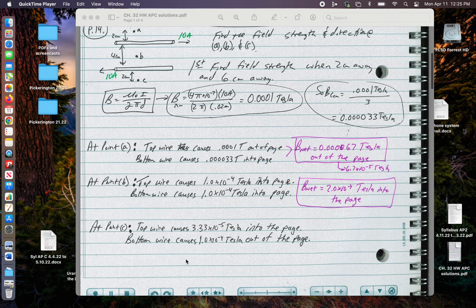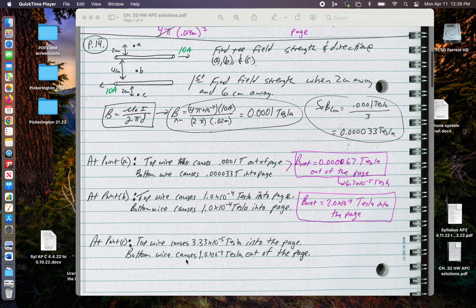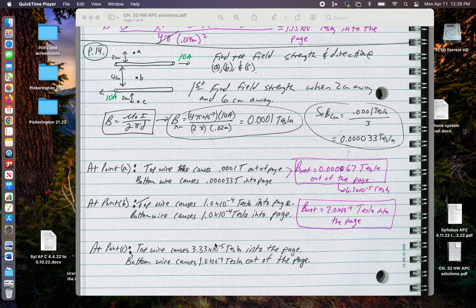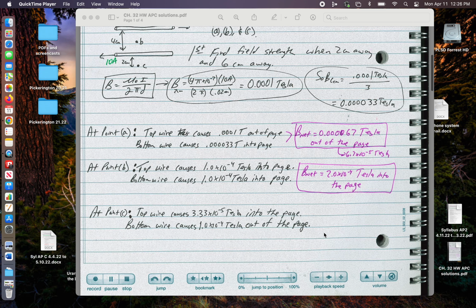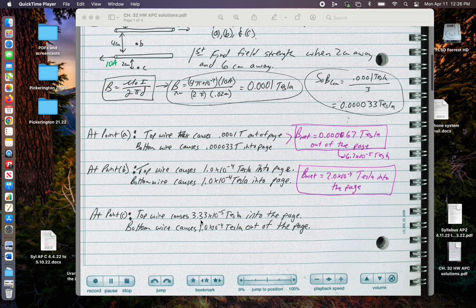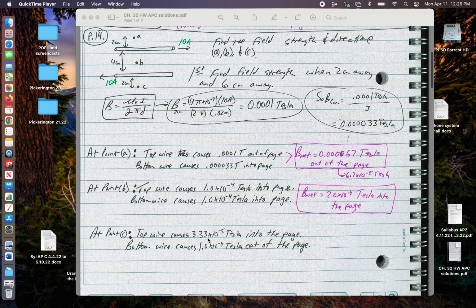Ooh, I think I forgot to do this. That's annoying. So the top wire and the bottom wire are each 2 centimeters away, and based on the orientation, they each cause 1 times 10 to the negative 4th Tesla into the page. So the net is 2.0 times 10 to the negative 4th into the page. Here, the top wire gives that amount into the page because it's further away, and the other gives this amount out of the page. So the net is going to be the same as this.